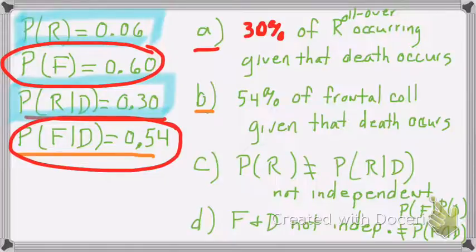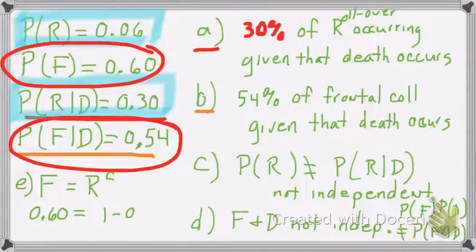The last piece it wants to know is if a frontal collision is equal to the complement of a rollover. That means not a rollover. If these were complementary events, they would have to be equal. I do not believe that these are complementary events, because the probability of a frontal collision is 0.6, and the probability of it not being a rollover is 1 minus 0.06. So these are not complementary probabilities because those two expressions are not equal to each other. 60% is definitely not equal to 94%.